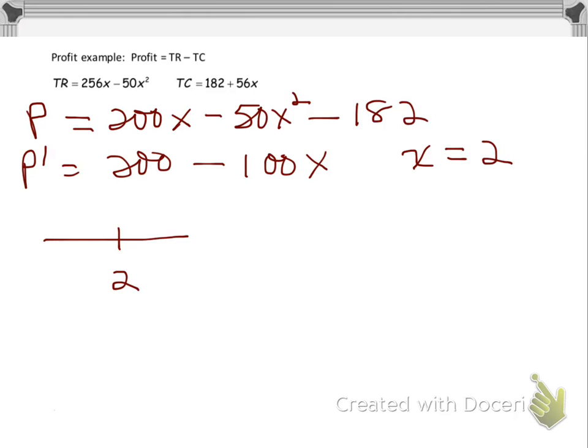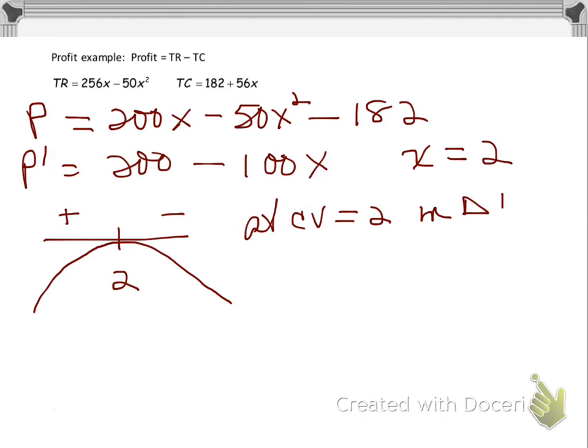Here's your sign chart. Here's the 2. Check your slope on either side. If you have a number less than 2, you're going to find that the slope is positive. And if it's bigger than 2, you're going to find that it's negative. Here is what your function looks like in terms of its slope. And so you can say that at the critical value x equals 2, the slope changes from positive to negative, and therefore we have a max. Okay, so that's nice.